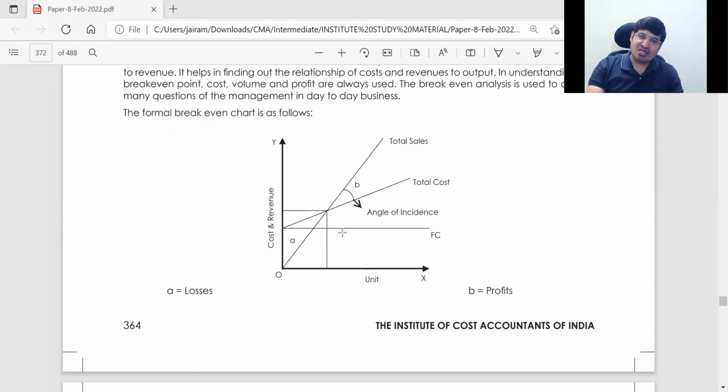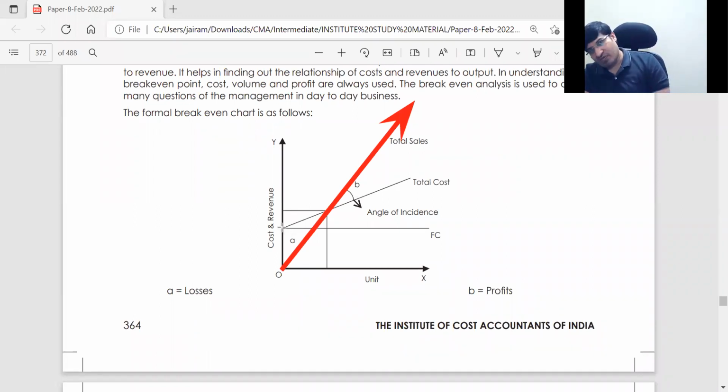Now here you have two main lines. One is called the total sales line. It starts from 0, because when you do not make any sales, it will be 0. Then first unit, then second, like that. So it will be like this. Then you will have a total cost line. It will start from the fixed cost element, because even before you incur the variable cost of 1 unit, you have already incurred the fixed cost, right? So fixed cost is incurred already. So it starts from the fixed cost point here. So this is your total cost line.